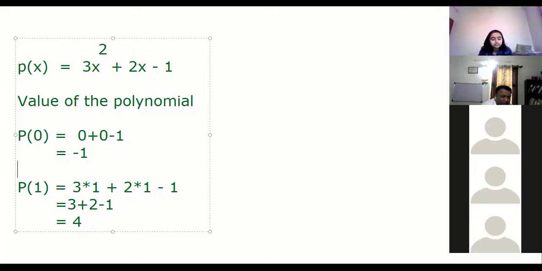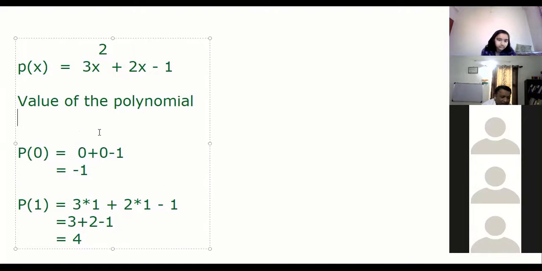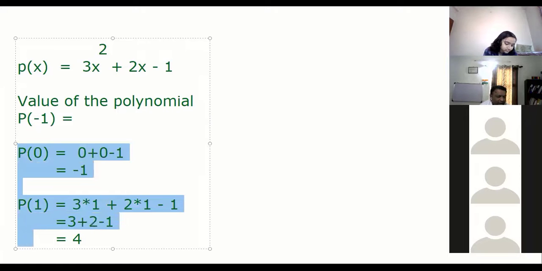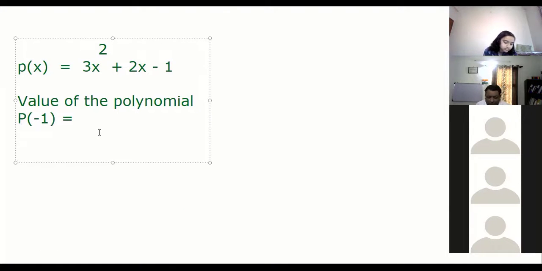Can everybody find this out, please? What is the value of the polynomial at P of minus 1? Tell me the answer. Very quickly. Sir, the answer is 0. Answer is 0. Explain, Shlesha.